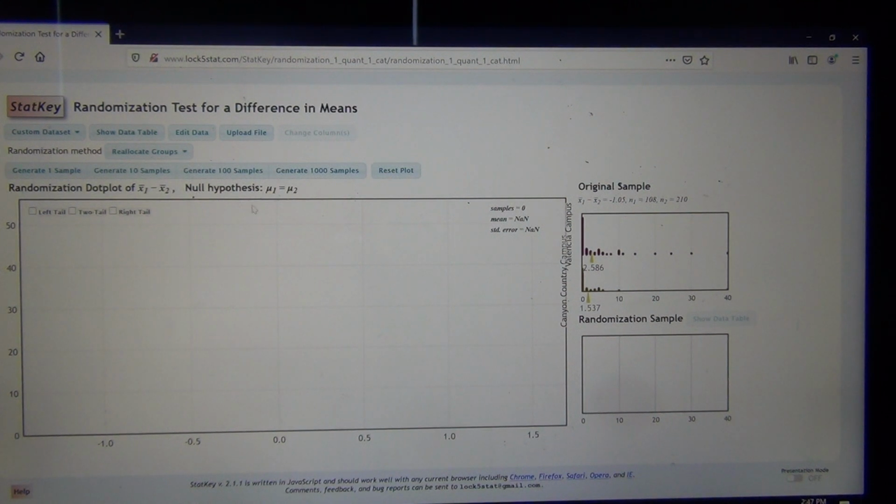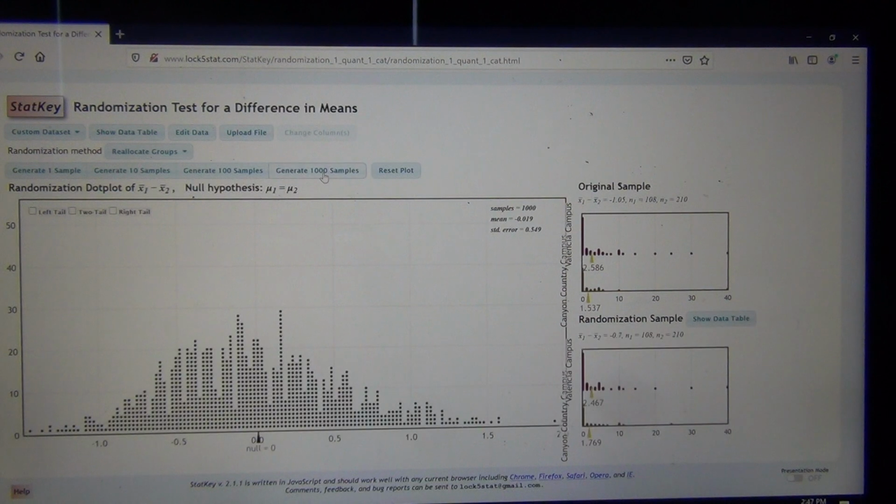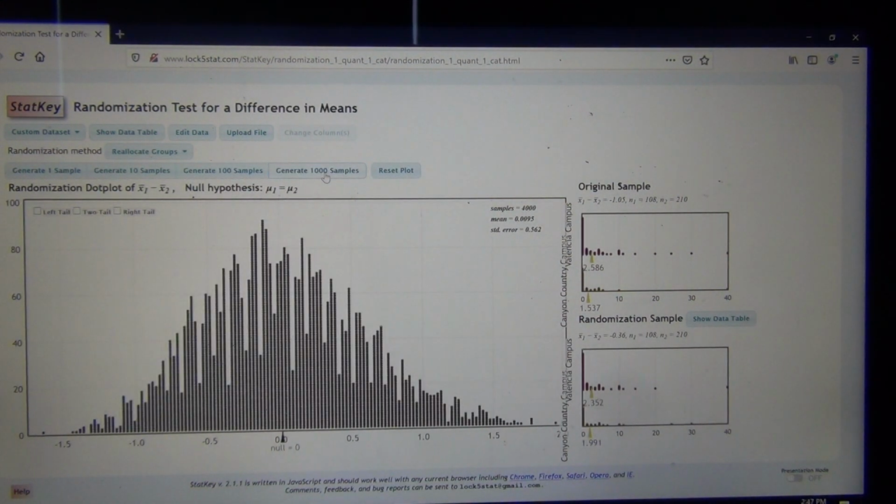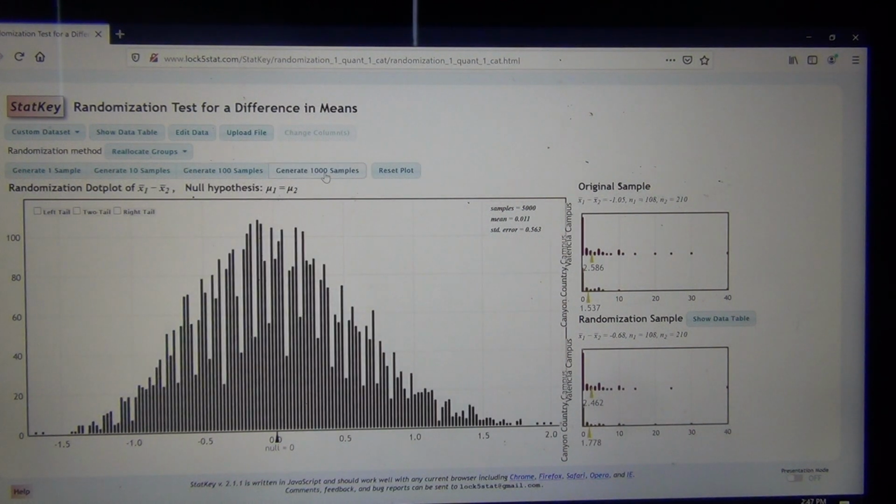All right, so here's the null hypothesis that mu1 equals mu2. I'm going to simulate that. So they're going to create samples under the premise that the two populations really are equal. All right, now we were doing a two-tail test, so I'm going to click two-tail. Now, we were doing 5% in two tails, which means it's broken up into 0.025.